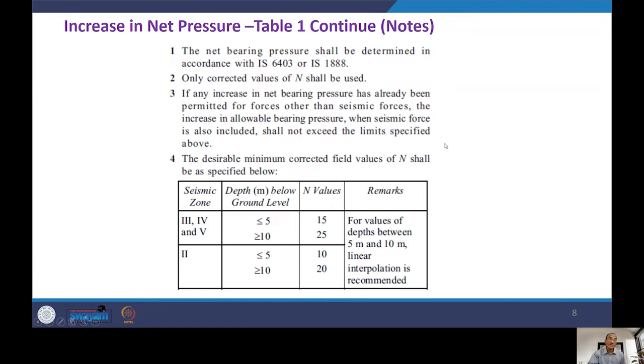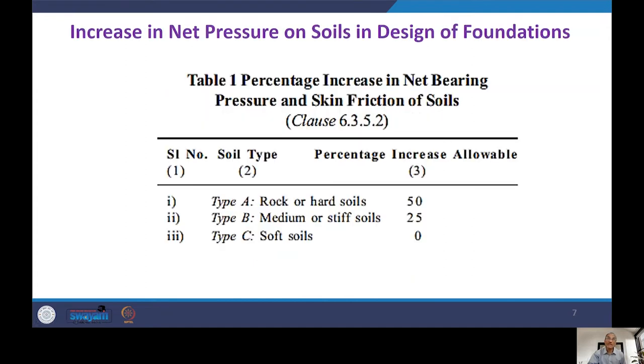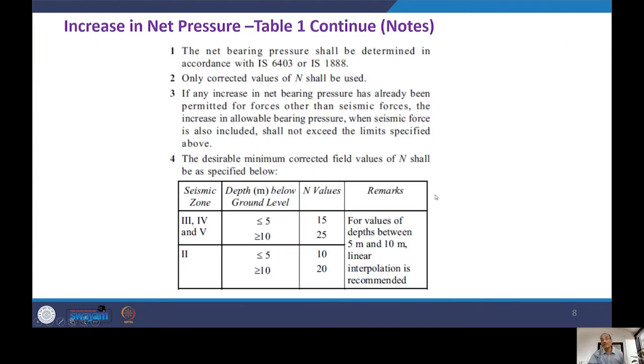That means, suppose due to some other consideration you have already increased the net bearing pressure of the soil, then the total increase, when you consider earthquake forces, should not go above this limit of 25%. Suppose already, for some reason, in the first type of soil you have considered a 25% increase in allowable bearing pressure, then another 25% can be considered when you consider earthquake loads. Then, the desirable minimum corrected field values of N shall be as specified in this table. What does this table say? This table is based on seismic zones.